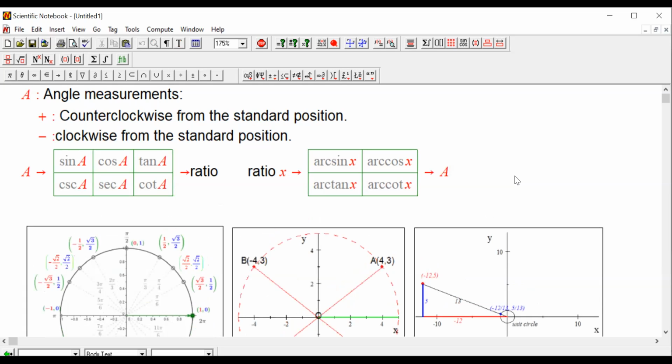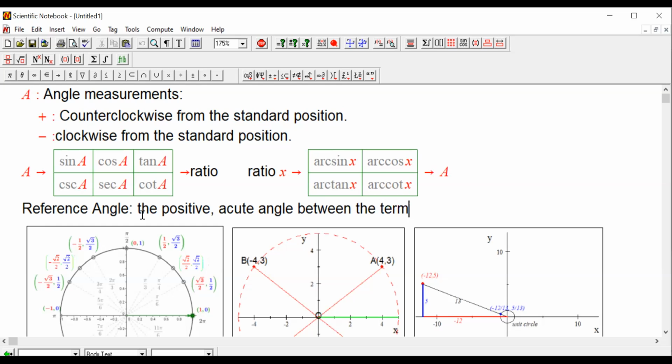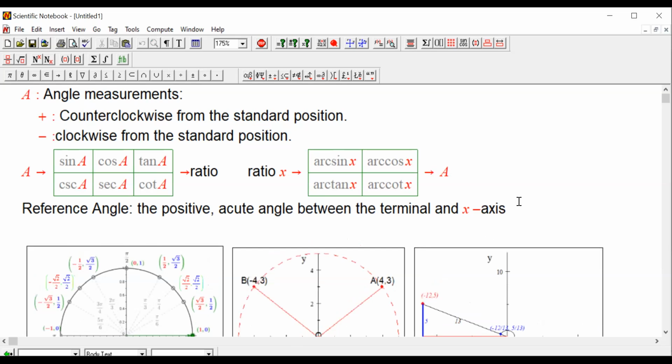And of course, the next is reference angle. Okay, the reference angle is the positive, okay, acute angle between the terminal and x-axis. Okay, so everybody knows these definitions, and as a teacher, when I teach the classes, these are the concepts in my head all the time. And last, of course, and not least, is definitions.